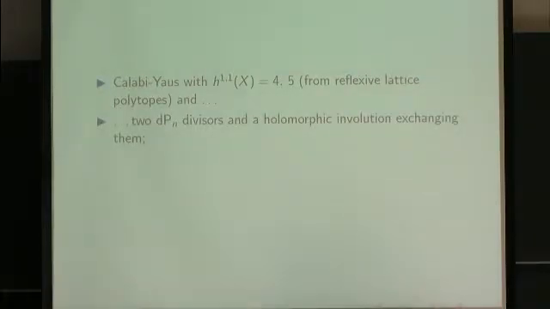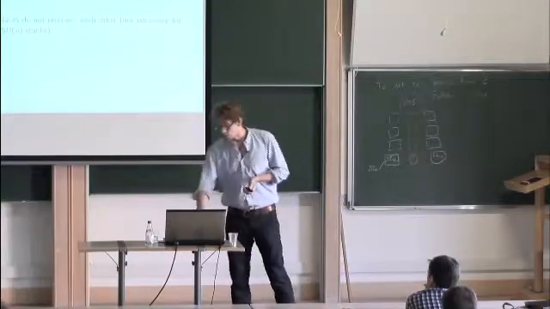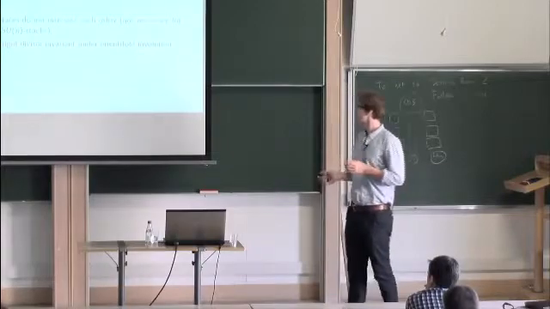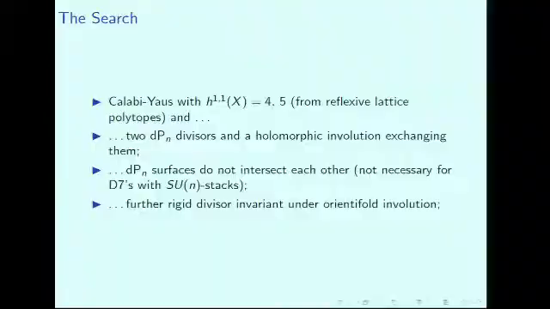So as I said, two del Pezzos, a holomorphic involution that interchanges them, and since we were interested in the case with the discrete brane set singularities, we wanted to have these two del Pezzos that are mapped to each other, do not intersect the O-plane, and so they also, I mean, this is equivalent that they do not intersect itself. And to have a stabilization, we wanted to have a further rigid divisor, on which then the instanton or the non-perturbative effects are coming from.